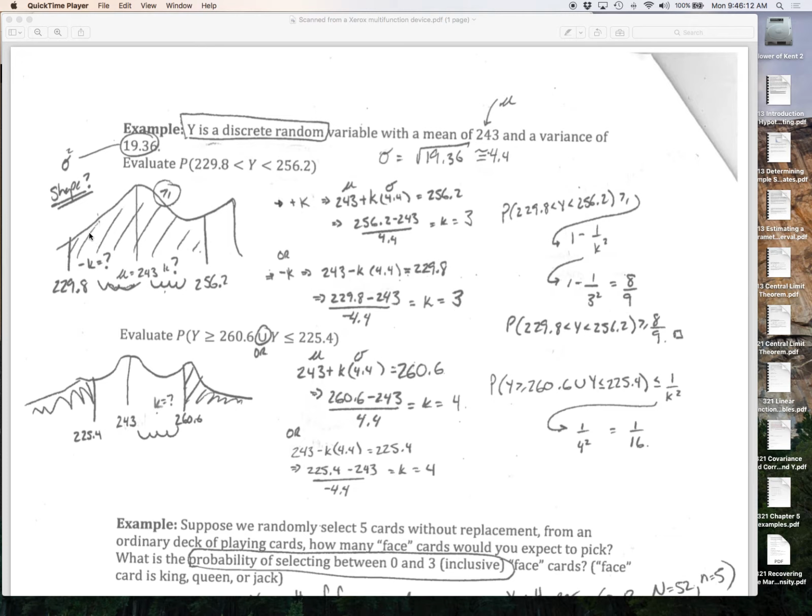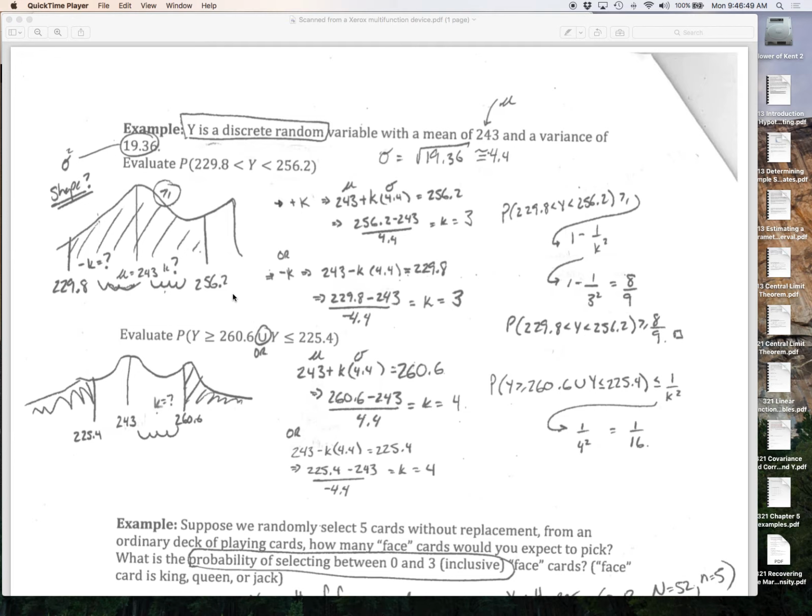Chebyshev cannot tell me exactly what this area is, but it can tell me the smallest this area could possibly be. So this area is at least 1 minus 1 over k squared. A few things about k. k has to be 1 or larger to make this work. If you've got something smaller than 1 for k, you're going to get crazy answers. In this case, k is 3, so we're okay. So this shaded area is at least 8/9. It could be bigger than that, but the smallest it could be is 8/9.